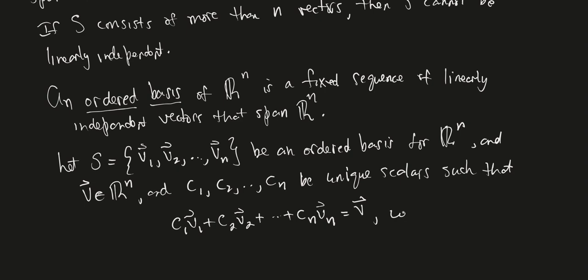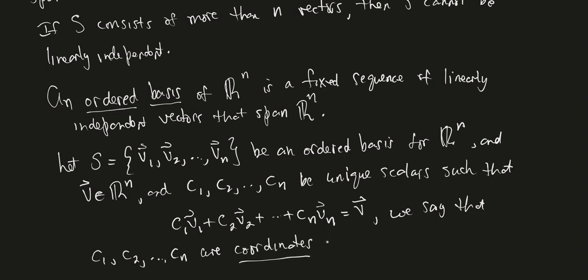we say that our scalars C1, C2, Cn are the coordinates of V relative to my ordered basis S. So in other words, we're referring to the word's coordinates as the scalars that we need to produce that linear combination to give the desired vector, right?